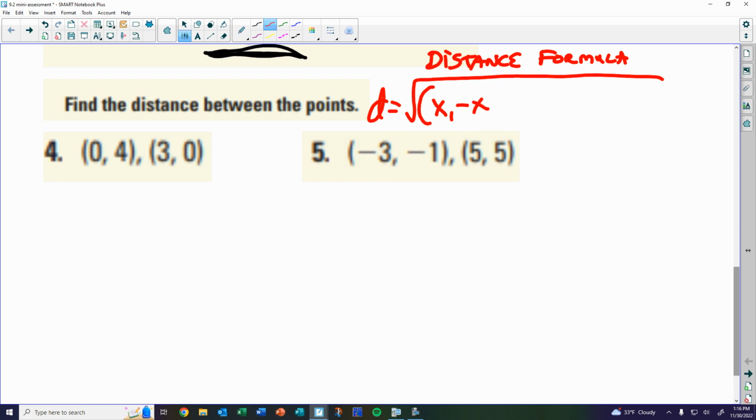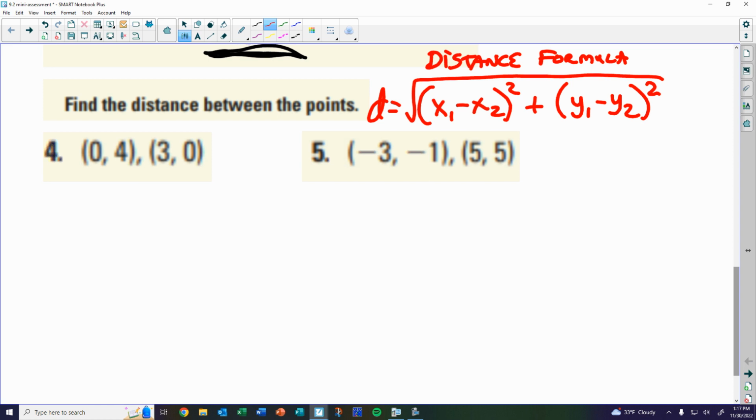So x1 minus x2 squared plus y1 minus y2 squared. Look a little familiar? A little bit? Not the distributive property. Remember we found the slope of 2 points? Y2 minus y1 over x2 minus x1? So watch what this says.